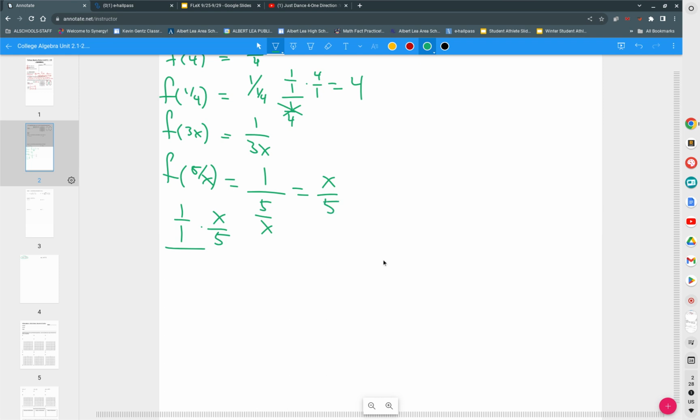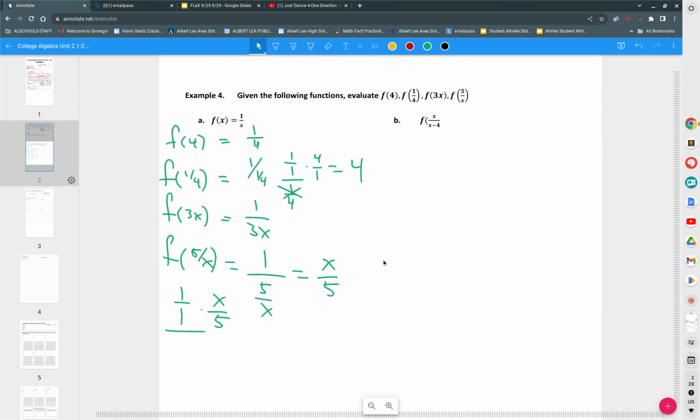Okay? What I would like you to do, we're going to step up the level of difficulty a little bit. I'm sorry, I forgot some of the notation here. f of x is equal to x over x minus 4. On your own, see if you can evaluate f of 4, f of a fourth, f of 3x, and f of 5 over x. See if you can do those. Go ahead.